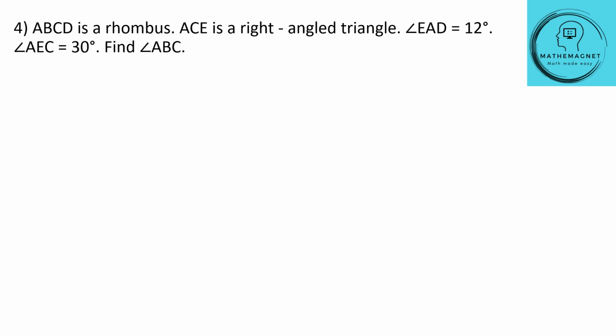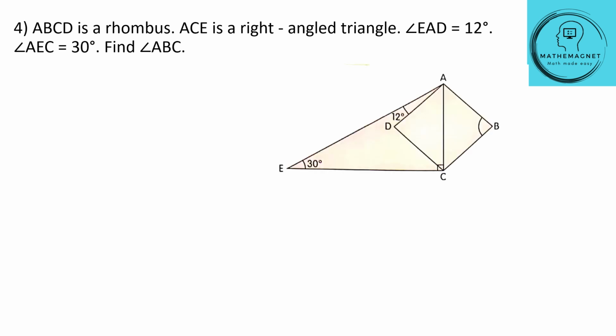Question number 4. ABCD is a rhombus. ACE is a right angled triangle. Angle EAD is equal to 12 degrees and angle AEC is equal to 30 degrees. Find angle ABC. Now this is the figure that we have, and these are the angles that we already know from the question. So let's see how to solve.